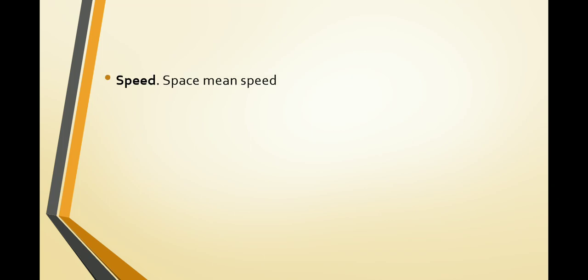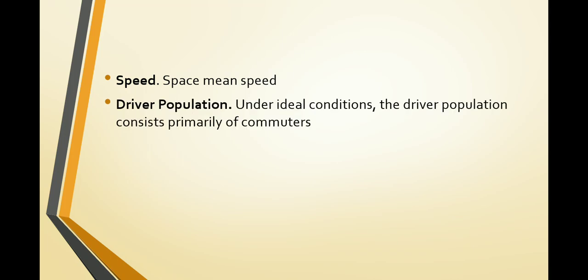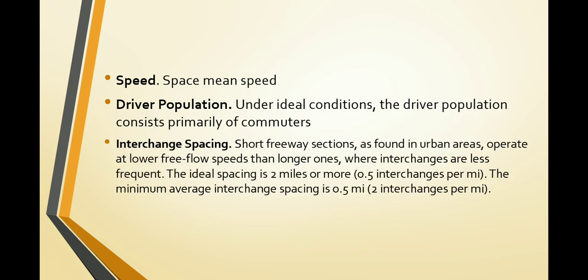Speed. Space mean speed. Driver population. Under ideal conditions, the driver population consists primarily of commuters. Interchange spacing. Short freeway sections, as found in urban areas, operate at lower free flow speed than longer ones, where interchanges are less frequent. The ideal spacing is 2 miles or more. The minimum average interchange spacing is 0.5 miles.